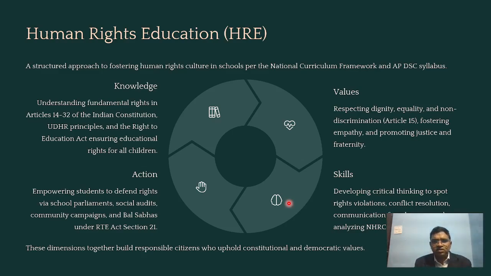Then values: respect, dignity, equality, and non-discrimination, fostering empathy and promoting justice and fraternity. So, you should respect and consider everyone equally, and there should be no discrimination. Then skills: developing skills to spot rights violations, conflict resolution, communication, advocacy, and analyzing NHRC cases. Then action: empowering students to defend rights via parliament, school audit, community campaign, and Bal Sabhas under the Right to Education Act. These dimensions together build the responsible citizen who upholds constitutional and democratic values.